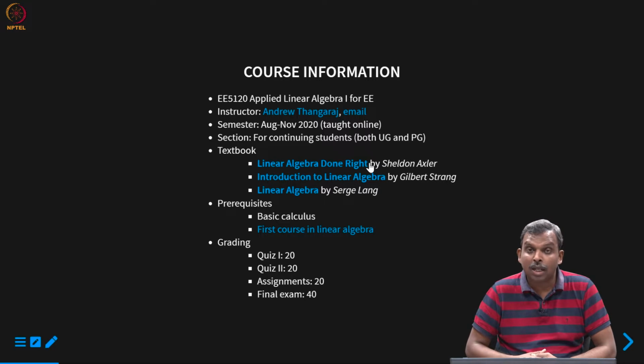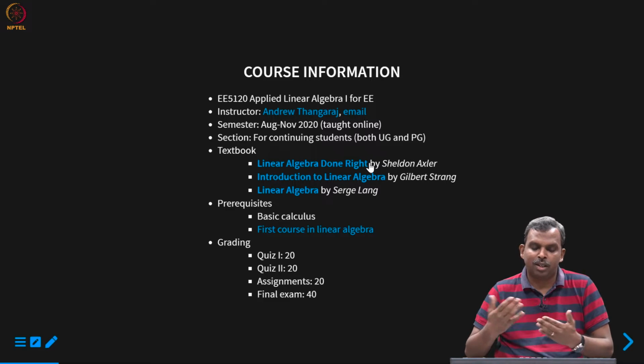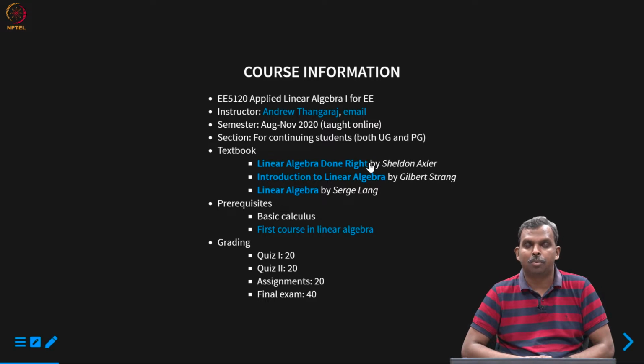There are a few other reference textbooks which would probably be useful for you. One is Gilbert Strang's Introduction to Linear Algebra, and there is another book by the same author, Gilbert Strang, on linear algebra and its applications. Both these books are very good as well. You could buy them and look at them. But we will be really following Sheldon Axler's method and philosophy of doing linear algebra.